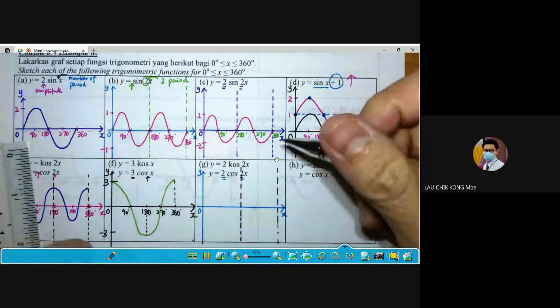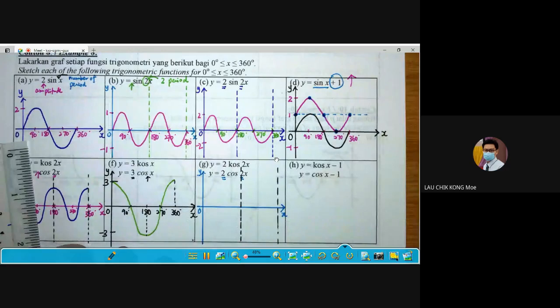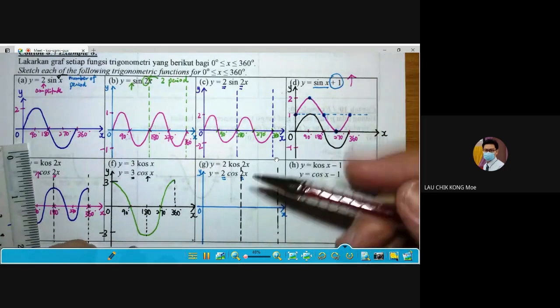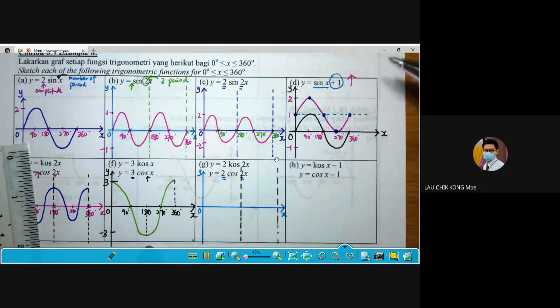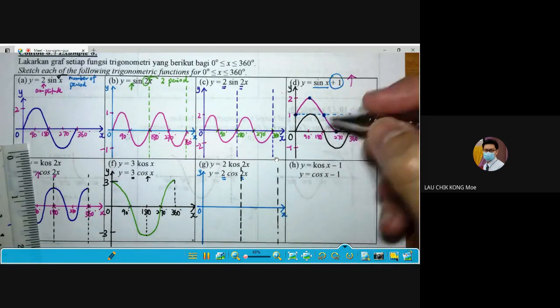Mana tahu nanti ada. Sebab MX memang ada bahagian ini ya. Tapi dia lebih rumit lagi. Dia ada banyak lagi tambahan. Bukan saja anjak satu, dia ada banyak lagi ya. Dia punya the number of period boleh dalam bentuk pecahan. Nah, itu lagi pening lah untuk itu.